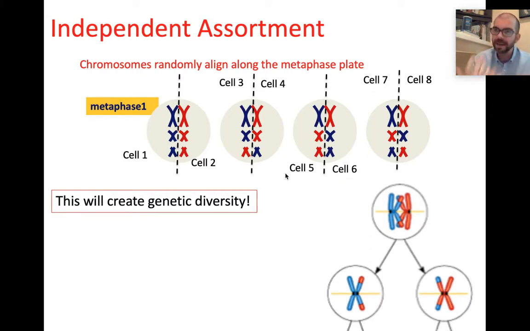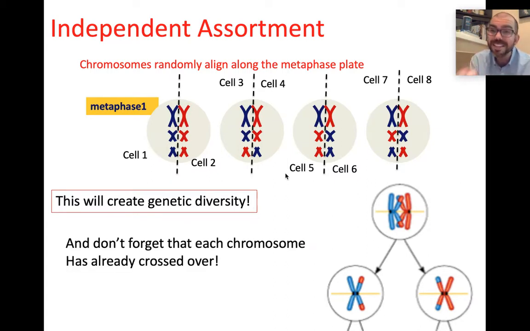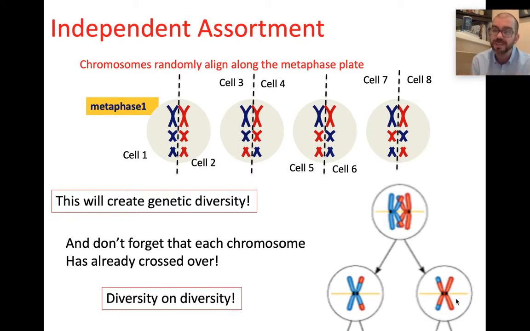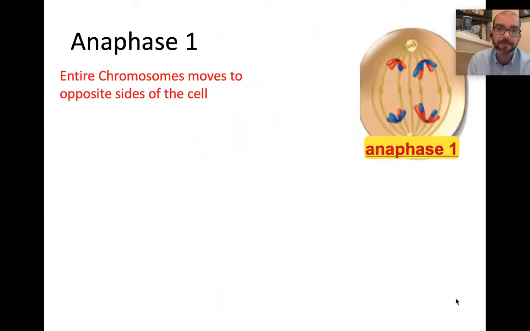This creates tremendous diversity in terms of the DNA organisms get, but what makes even more is these have already crossed over. This diagram isn't showing you that, but during prophase 1, these chromosomes already collided. So each one has its own unique combination, and what cell they go into is also unique. It's diversity on diversity on diversity. This is making more and more possible combinations for the sperm or egg.